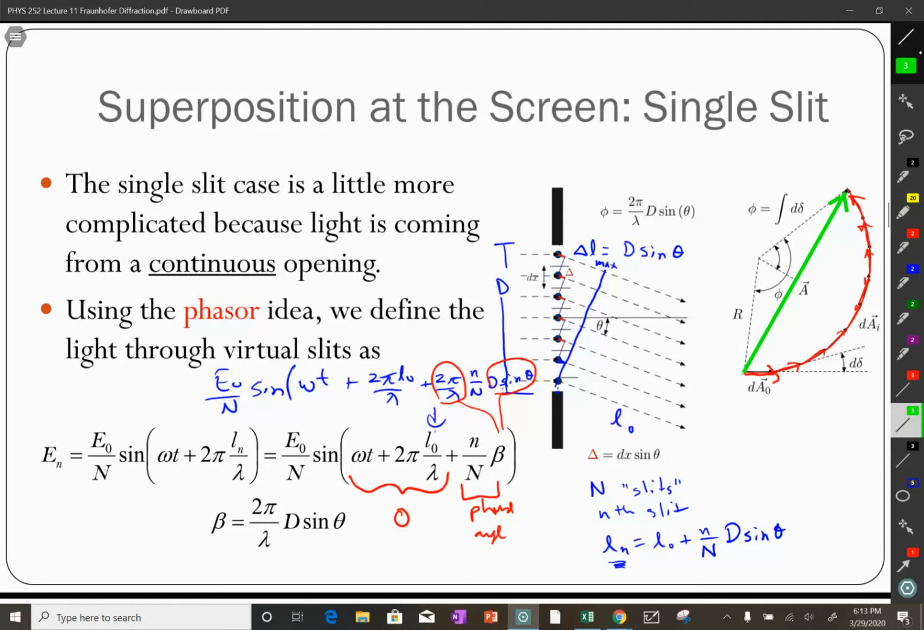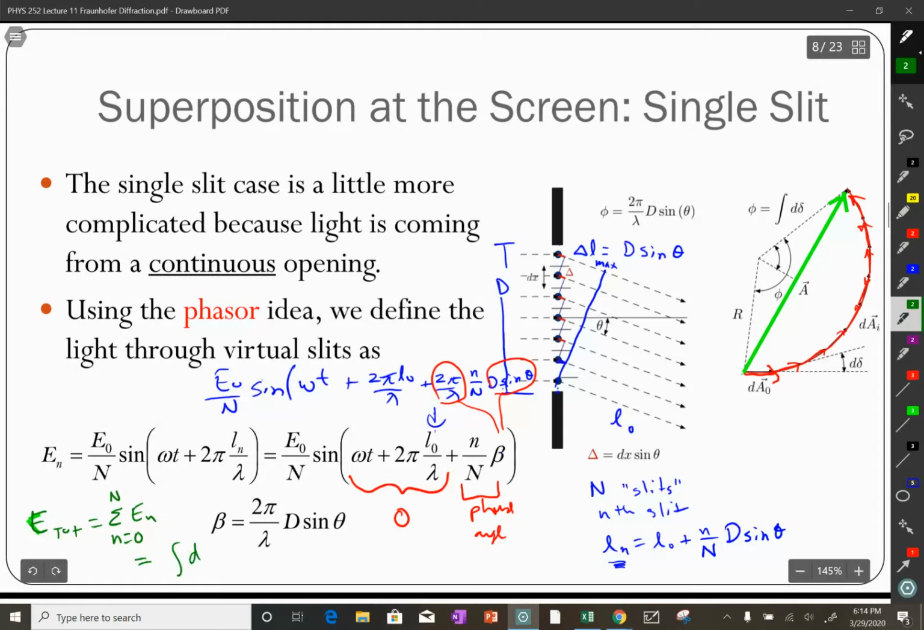Well, I broke this up into discrete slits, right? But we don't actually have any slits. It's continuous. So what I've been describing is that E total is equal to the sum from n equals 0 to capital N of E sub n. But if it's continuous, this will become an integral. I just put dE sub n there to make it simple.